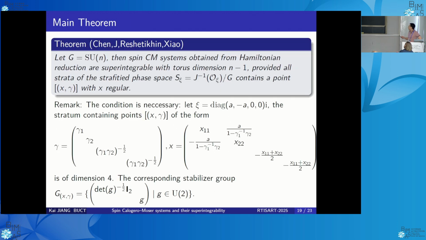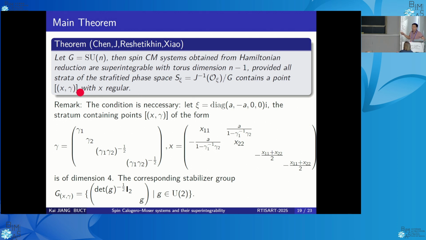So now we have our main result. Let G be SU(n), the special unitary group, and consider all the spin Calogero-Moser systems defined from Hamiltonian reduction, meaning the ordinary quotient, with the orbit being any orbit. They are superintegrable, with torus dimension n-1, provided one condition: in X_C, we need at least one point X that is regular. Otherwise, the torus dimension is lower, meaning it varies and changes if we do not have this condition.